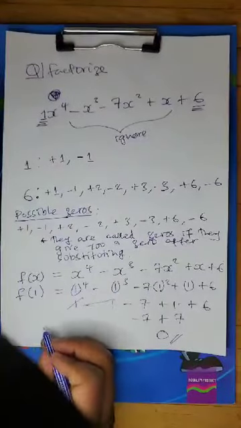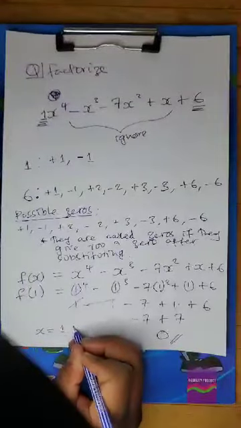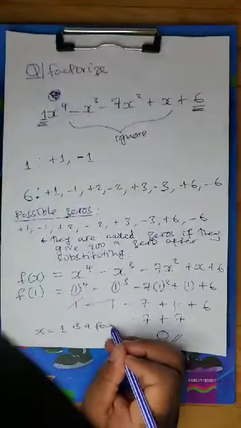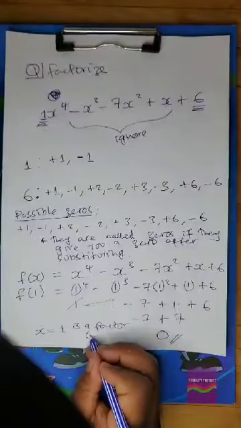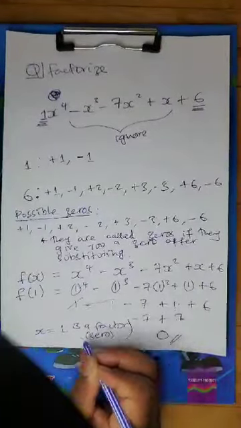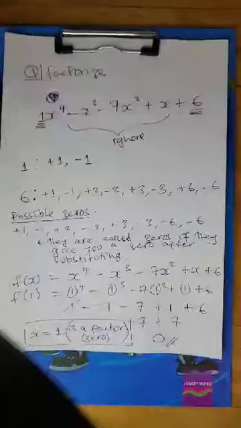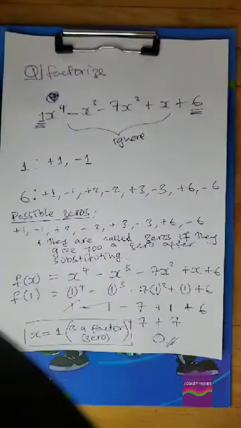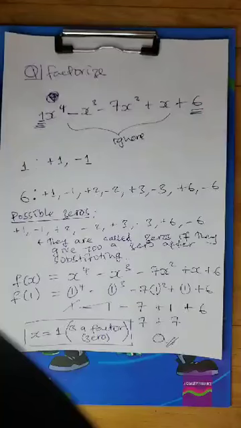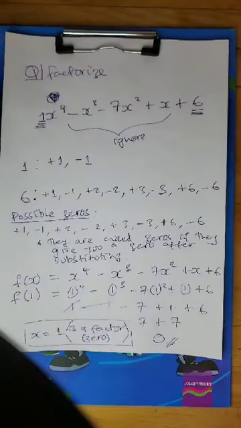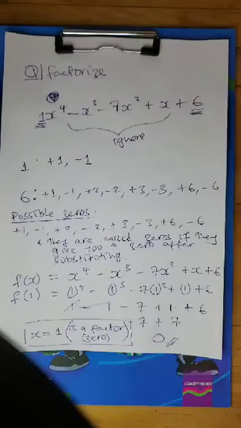That means x is equal to 1 is a factor. The other name for a factor is a 0. So any number such that when you substitute it, it gives you 0 will be called a factor or a 0 or a solution. You'll be given the other names as we go along. Any number that when substituted gives you 0 will be called a 0, a factor, or a solution.